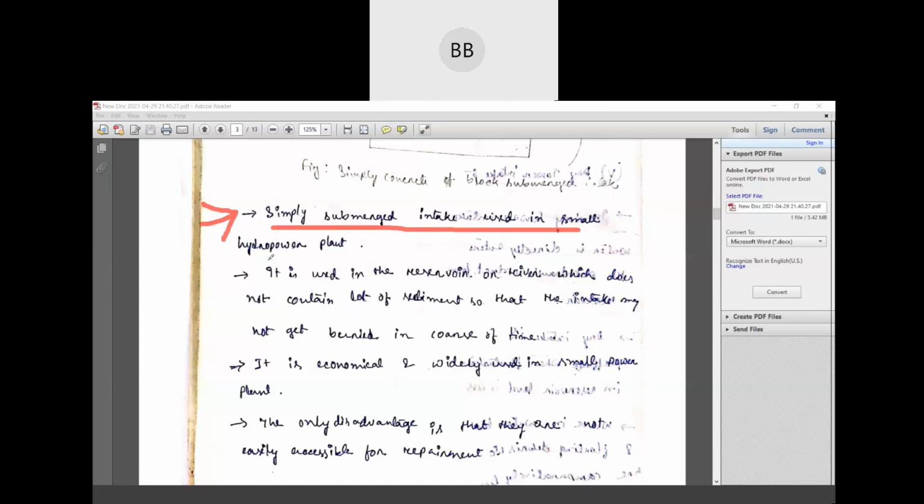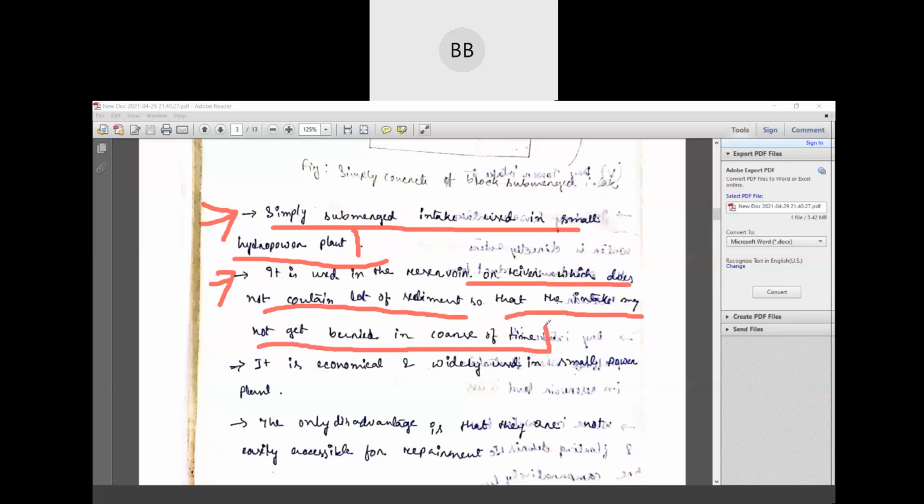Simple submerged intake is used in small hydropower plants. Second point you write: it is used in a reservoir or river which does not contain lots of sediment, so that the intake may not get buried in due course of time.